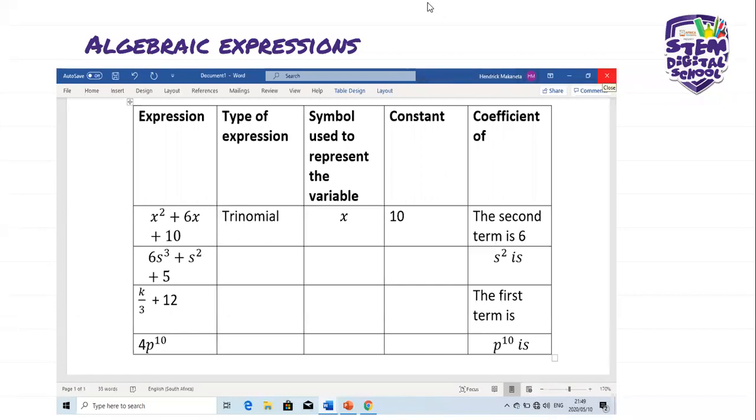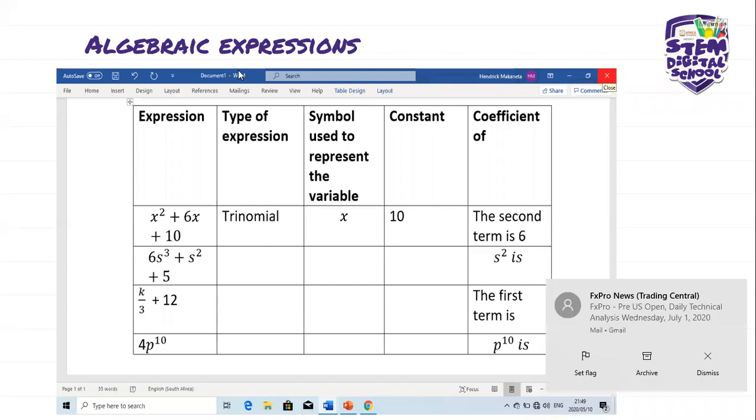Right, I think I must also go to your chat box quickly. Let me see if there's anything that you have said there. I know that some of you may have typed in the chat box. What is the coefficient there?